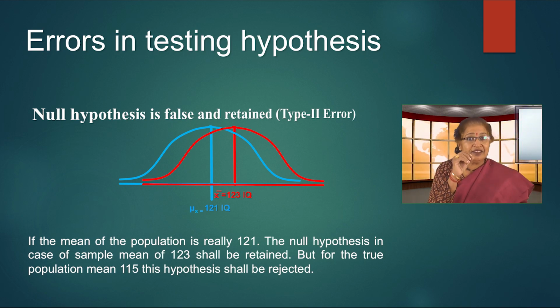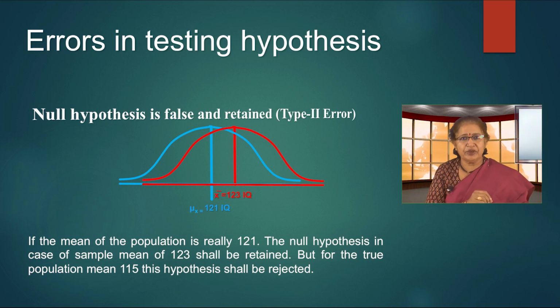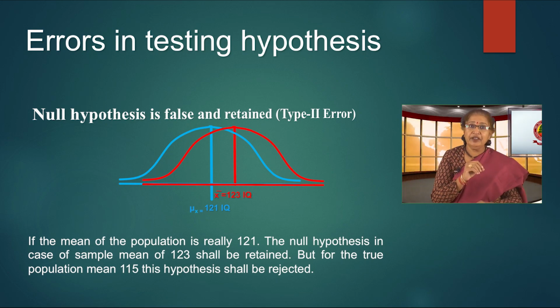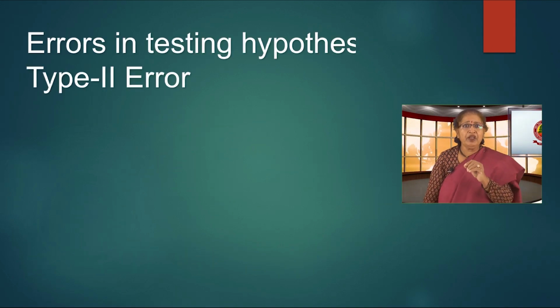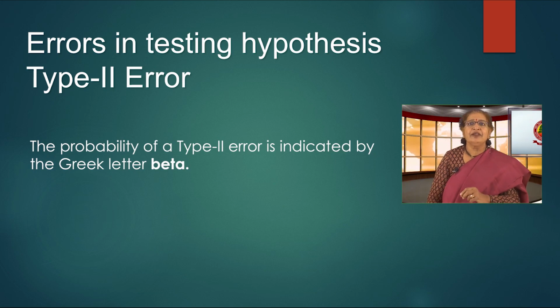Our decision therefore will be to retain the null hypothesis. It is of course an incorrect decision, and we are committing a type 2 error. The probability of a type 2 error is indicated by the Greek letter beta.